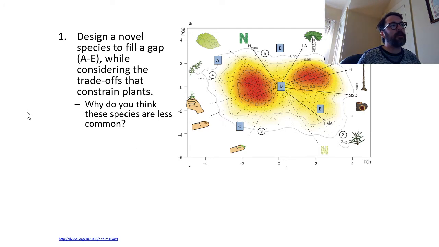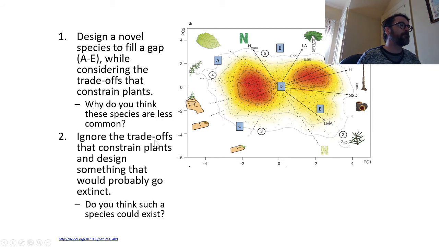And we would try to think about, so what I want you to do is describe the traits of these species and why you think they might be less common than some of the other traded species where these red bits are. And then we would spend 10 minutes ignoring the trade-offs and designing the weirdest species we could think of and whether or not such a species could exist.